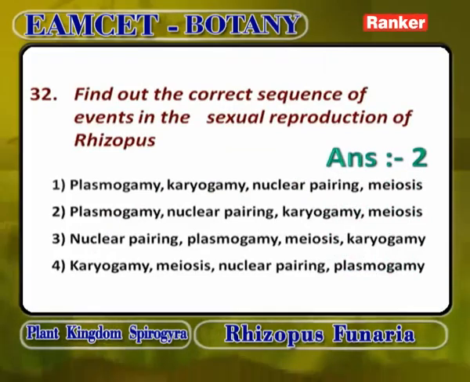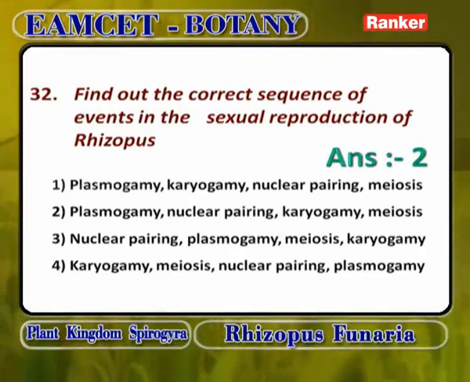Find out the correct sequence of events in the sexual reproduction of Rhizopus. Plasmogamy, karyogamy, nuclear pairing, meiosis is wrong. Nuclear pairing, plasmogamy, meiosis, karyogamy is wrong. Karyogamy, meiosis, nuclear pairing, plasmogamy is wrong. The correct option is first fusion of protoplasm, plasmogamy.